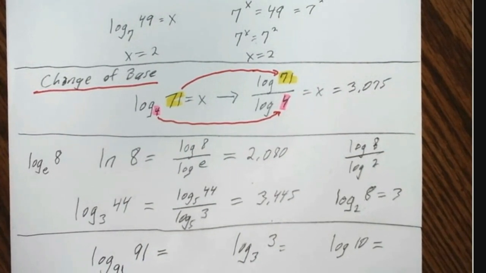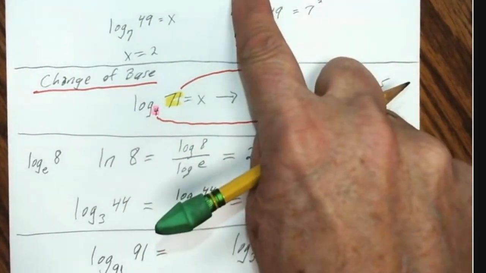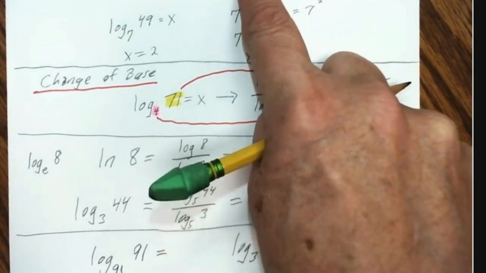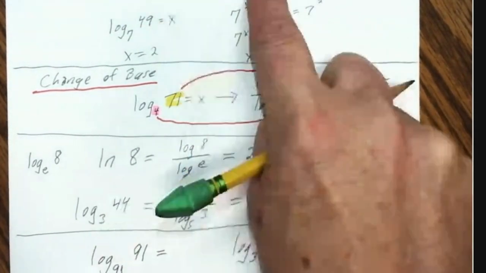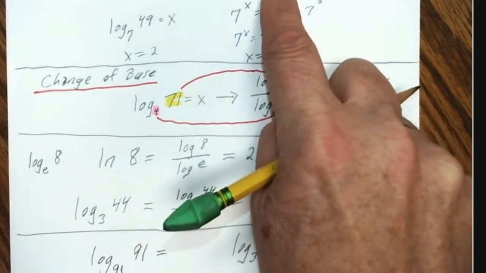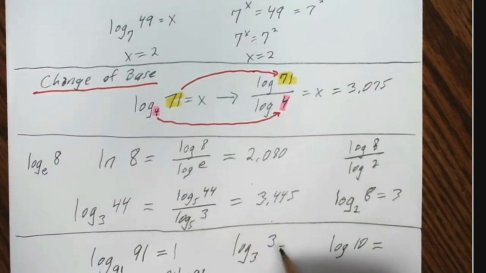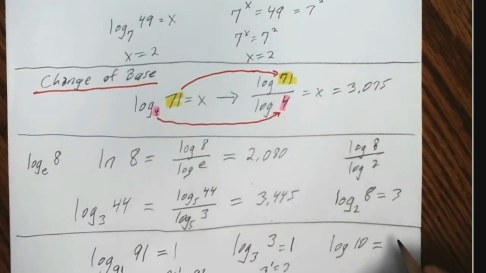So what's this asking? If we look at this, it's saying B, the base, to what power, because that's on the other side, to what power equals the argument. 91 to what power equals 91? To the first power. 91 to the first power equals 91. 3 to the first power equals 3. So that's a 1. That's a 1.